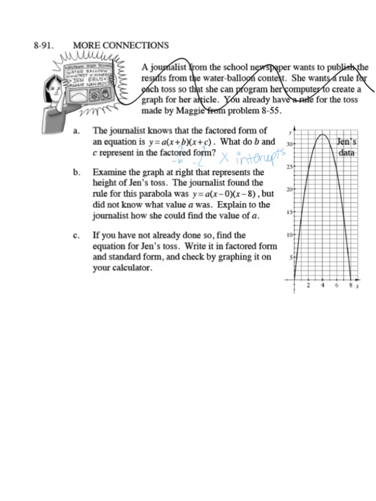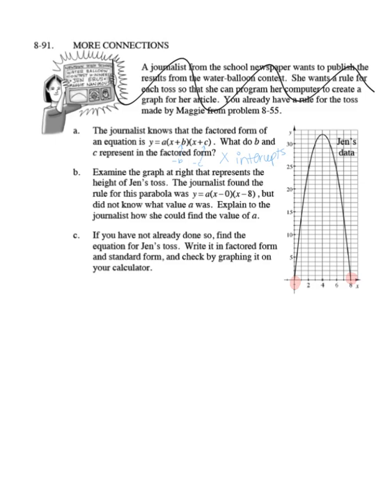Examine the graph at the right. That represents the height of Jen's toss. The journalist found out that the rule for the parabola was y equals a, parentheses x minus 0, parentheses x minus 8. So when I look at my graph over there, I see that x-intercept at 0 and that x-intercept at 8.